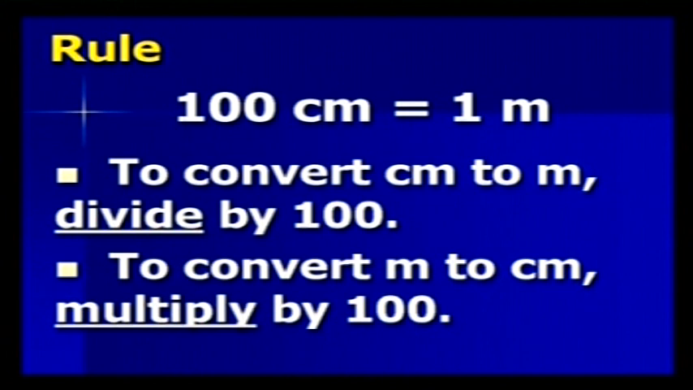Okay, it's still in line with the first point. To convert centimeters to meters, we divide by 100. This time we're dividing by 100 because 100 centimeters is equal to 1 meter. And here you are converting centimeters to meters. Okay, you must get that. To convert meters to centimeters, we multiply by 100.